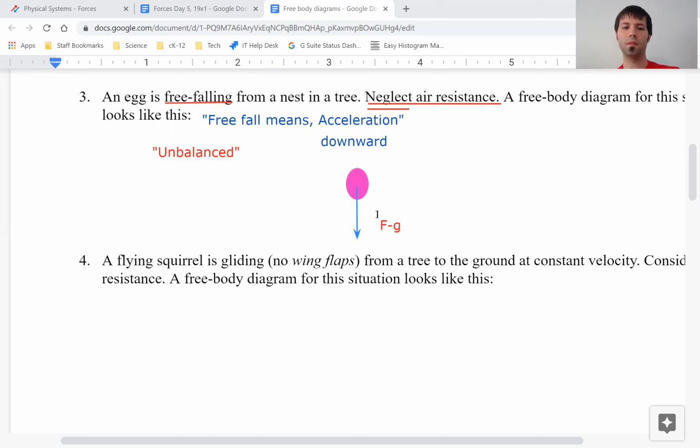All right, so let's look at the next one. A flying squirrel is gliding.